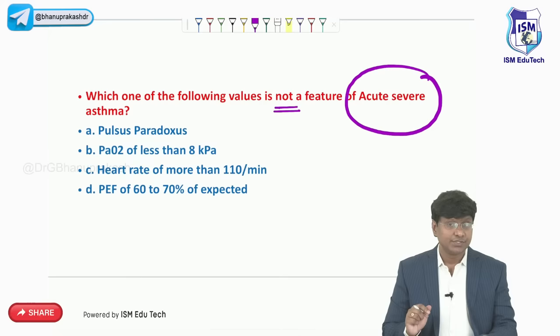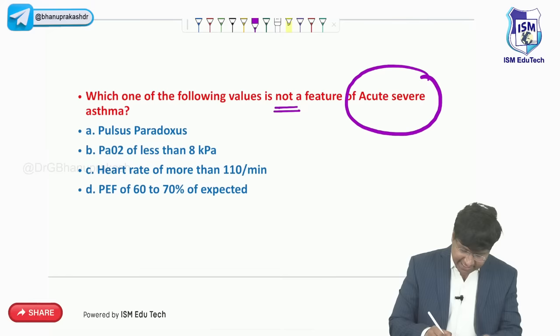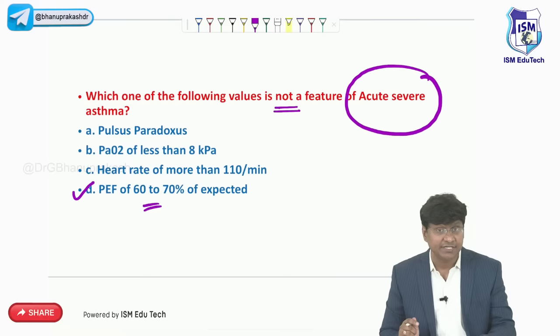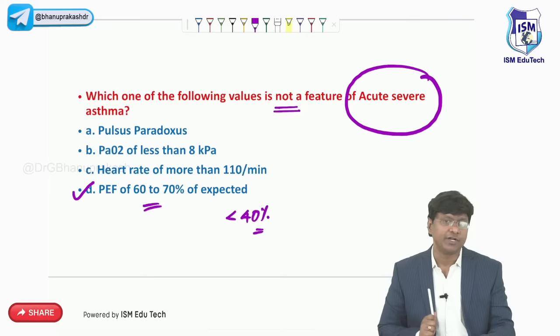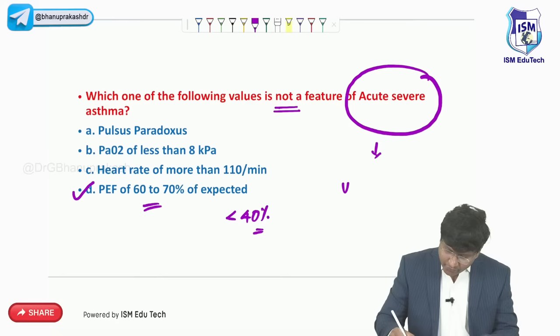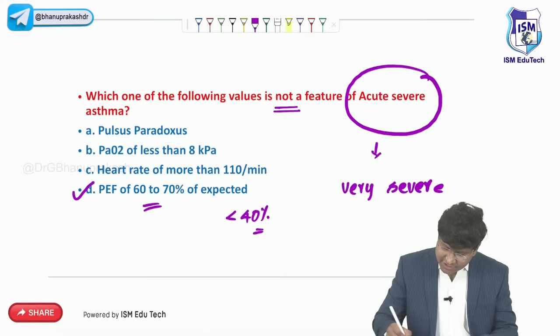So, which one of the following is not a feature of acute severe asthma? Yes. Quickly. The feature which is not suggestive of acute severe asthma is peak expiratory flow rate 60 to 70%. In acute severe asthma, the peak expiratory flow rate will be less than 40%. Whereas in very severe asthma, it will be less than 25%.